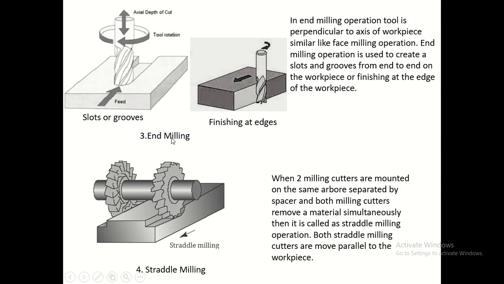Then end milling. End milling means what? This is the end milling cutter and the workpiece. When the milling cutter is used to create slots on the workpiece from this end to this end, then it is called the end milling operation. Or when we require to finish the jobs at the ends of the workpiece, then the end milling operation is used.